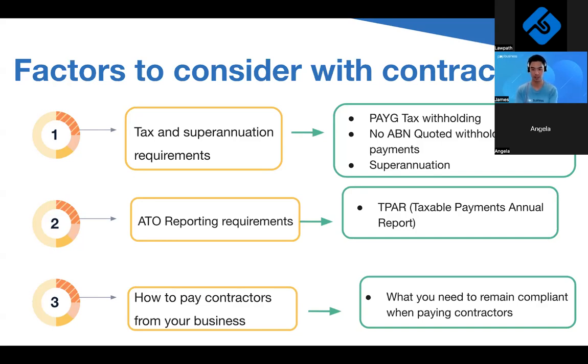Okay, so this is why it is imperative that you have a contractor agreement, which shows that you meet these 6 characteristics to be classified as a contractor. And it is important because the way you treat a contractor and the way you treat an employee is different for tax and superannuation purposes, okay? Which I'm going to go into now.